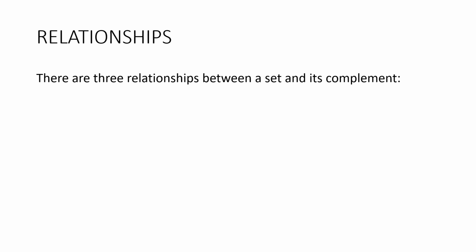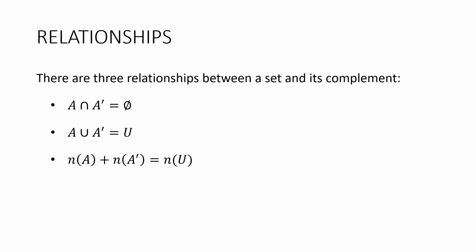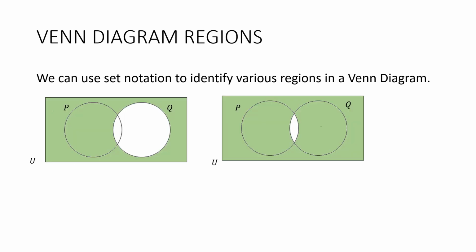There are 3 relationships between a set and its complement. Firstly, the intersection between A and the complement of A is the null set because there are no common elements. Secondly, the union between A and its complement must be the universal set. And then finally, the number of elements in A plus the number of elements in the complement of A must equal the number of elements in the universal set.